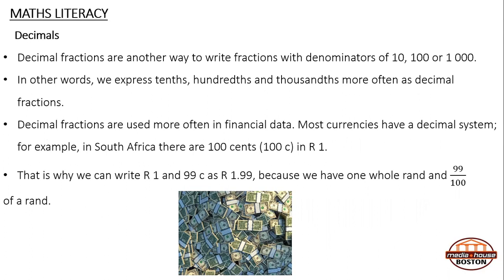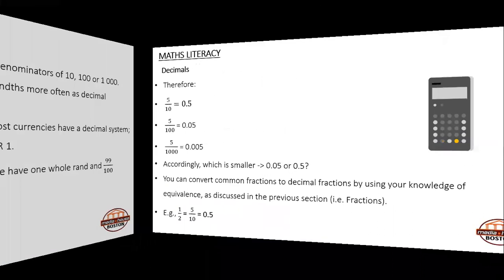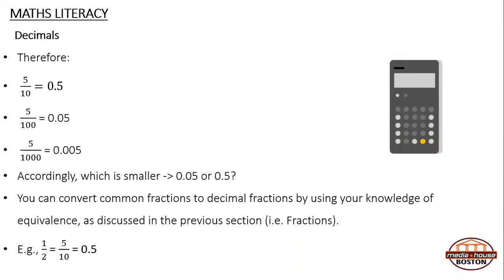That is why when we write, we say 1 rand and 99 cents, 1.99, because we have 1 whole rand and 99 cents. Therefore, 5 out of 10 equals 0.5, 5 out of 100 equals 0.05, 5 out of 1,000 equals 0.005. Accordingly, 0.5 is bigger than 0.05.